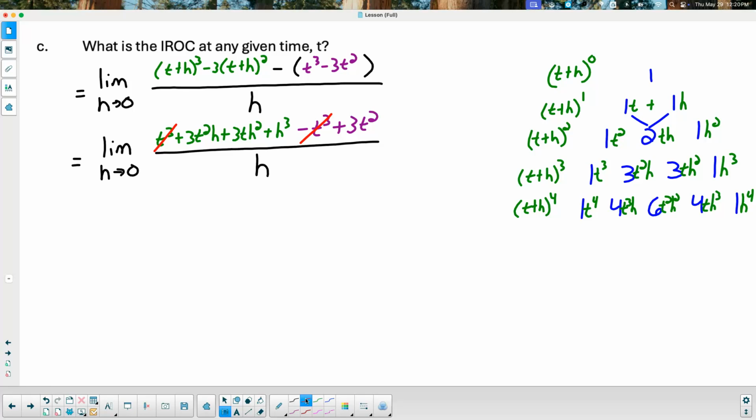Oops, I forgot. Tap the brakes. I forgot this whole part too. And then we've got a minus 3. Let me, hold the phone. Let me just reset. I got so excited to do some math that I totally forgot about the minus 3t squared. So then this is going to be minus 3t squared minus 6th minus 3h squared.